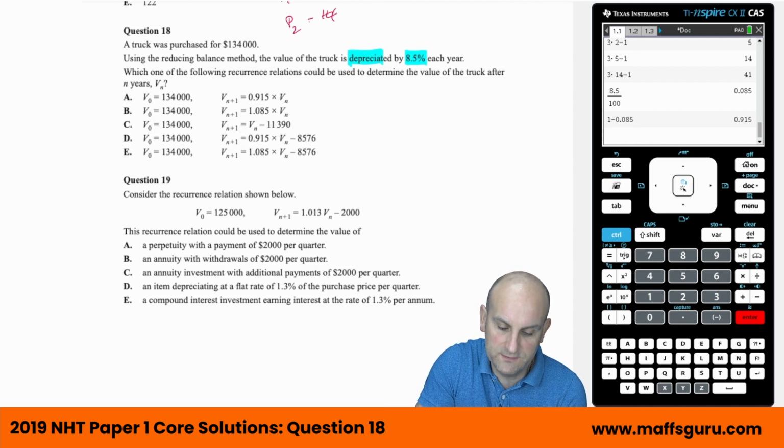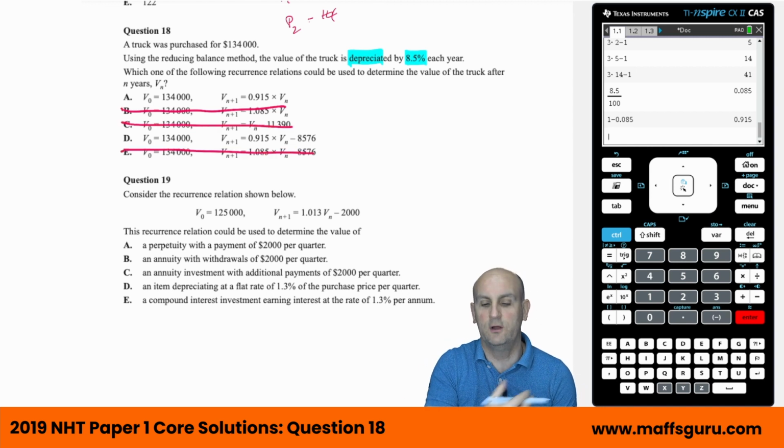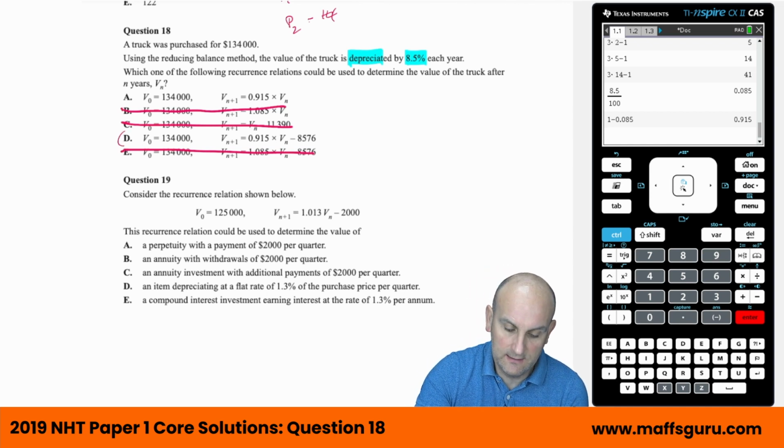So let's see what we can automatically reduce here. We're going to get rid of that one, we're going to get rid of that one, and we're going to get rid of that one. All right, so again, 3 answers have gone for that calculation there. Looking at those 2 choices then, let's look at the D.